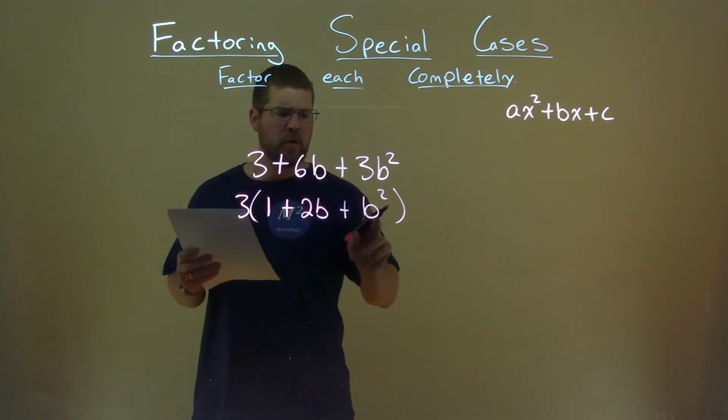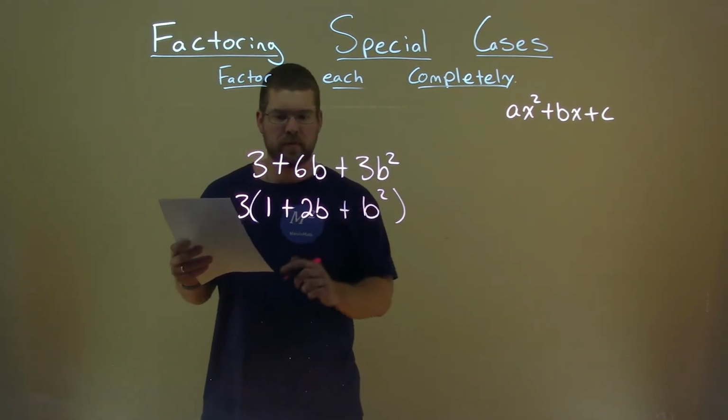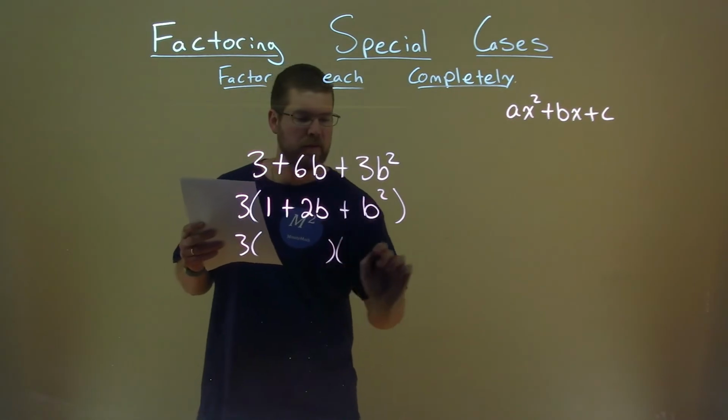Okay. Well, notice the b squared and the 1 are both perfect squares. So what does that do for us here?